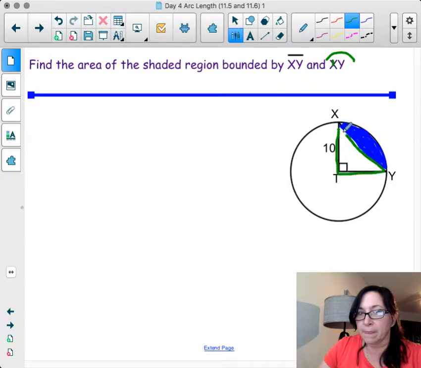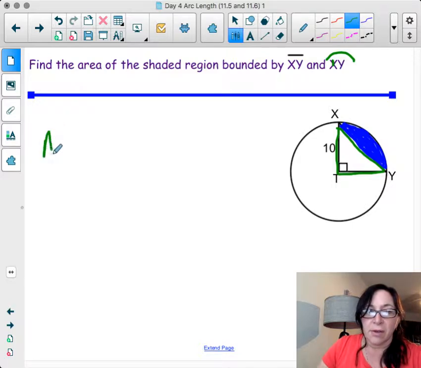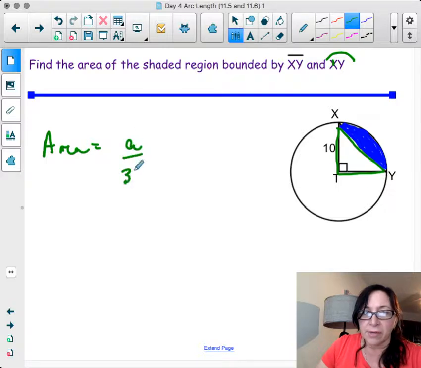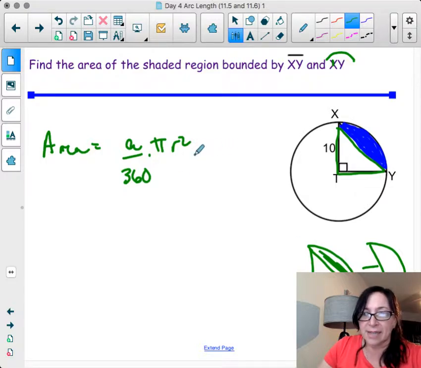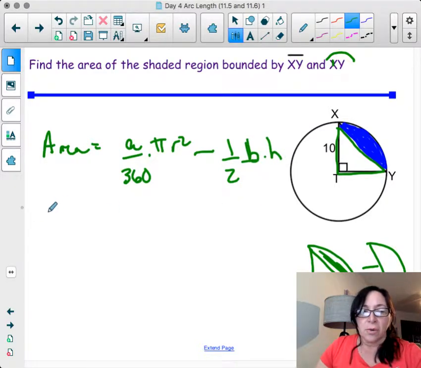So now, let's write this out. We're going to find the area, and that's going to be arc degree over 360 times pi r squared. That's going to give us this whole area here. But then I need to take away this area right here, which is this top part. So that's my goal. I still need to take away the triangle, which is 1/2 base times height.